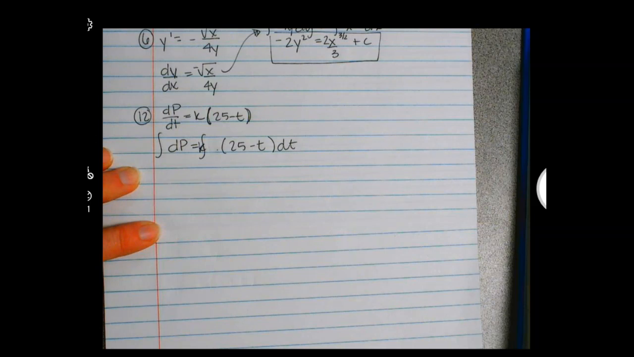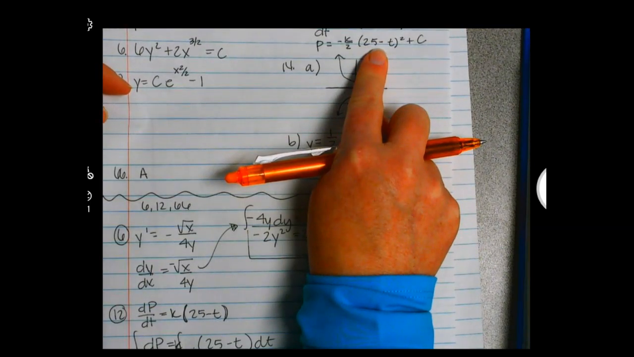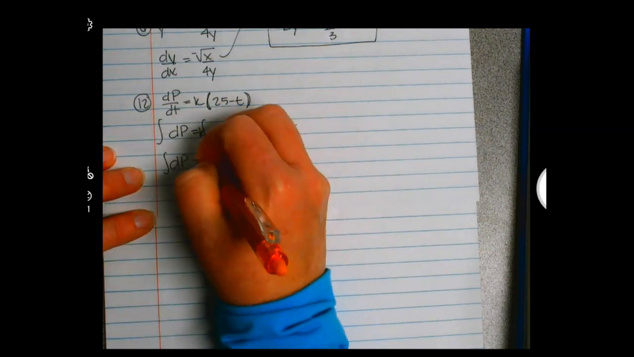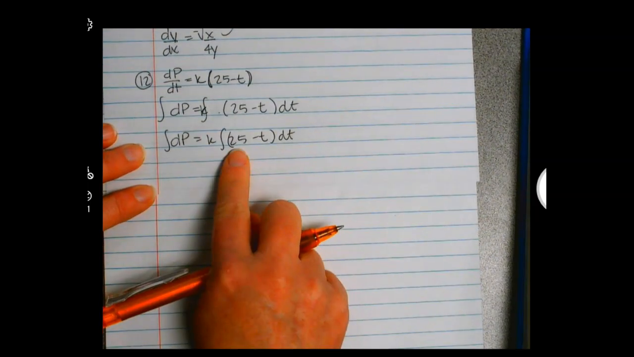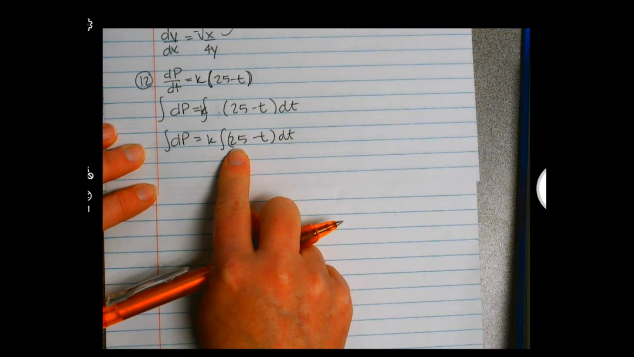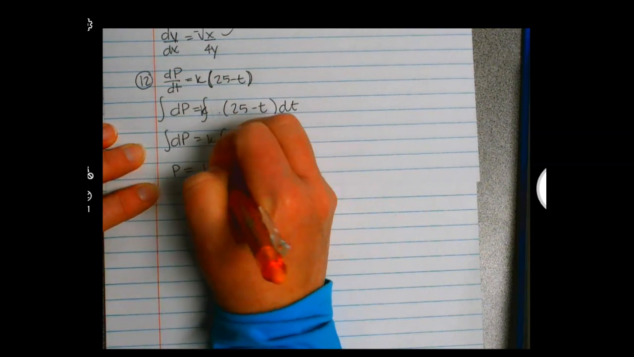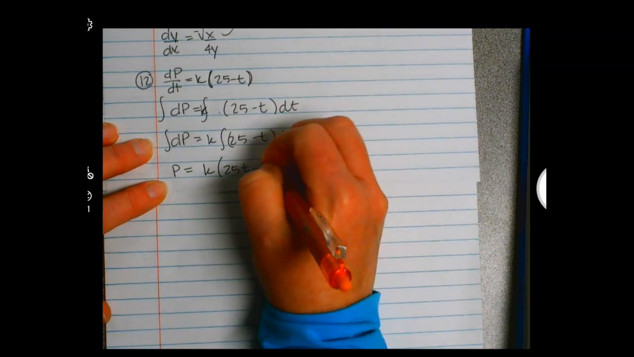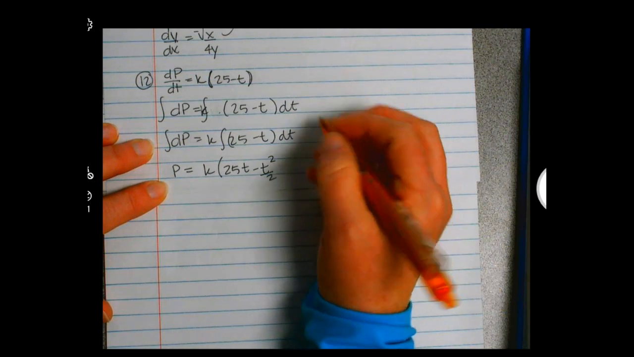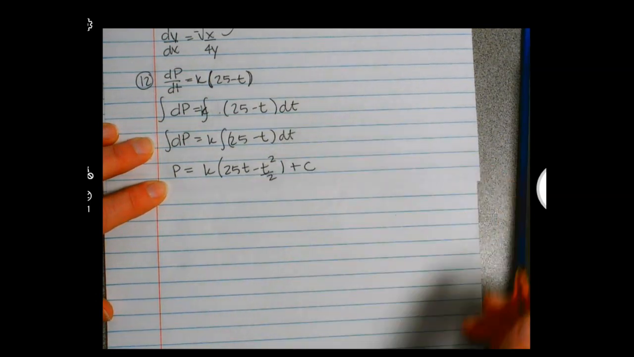I could also separate these out and do it that way. They did it like u substitution where they wrote the answer like this. So if I wasn't trying to match the answer, I would have said this, and then just integrated this to be 25t. So this would be P equals k times (25t minus t squared over 2) plus c.